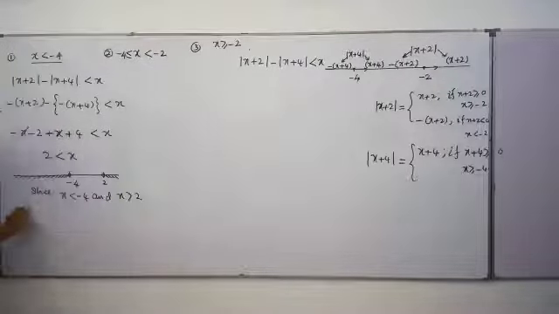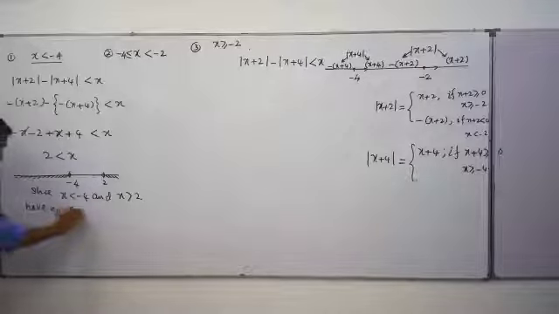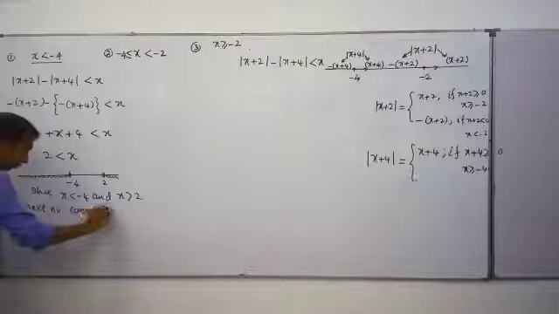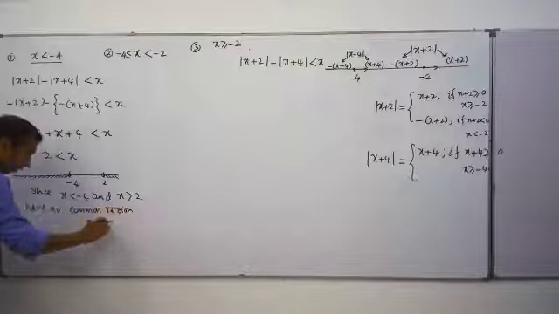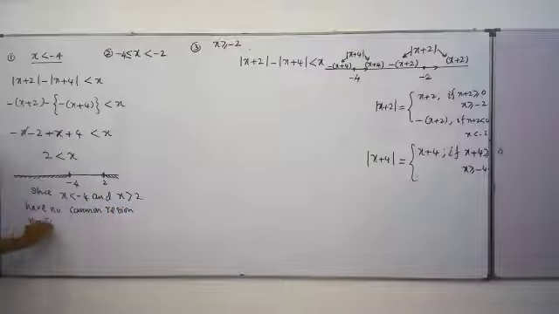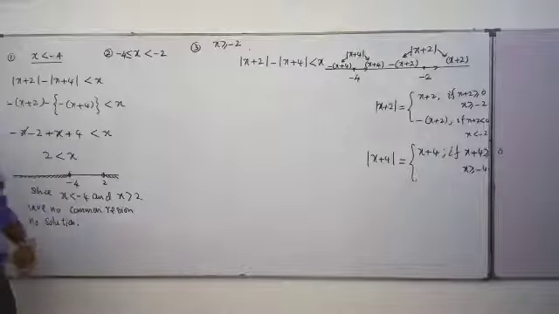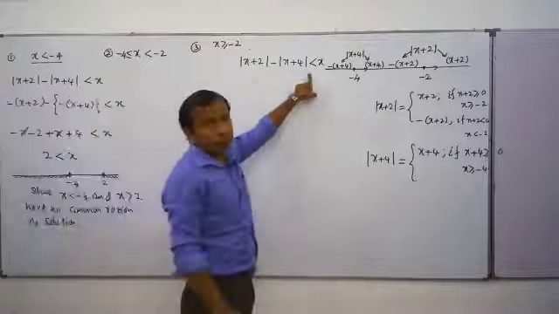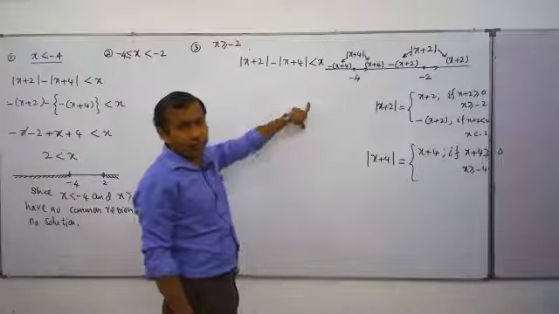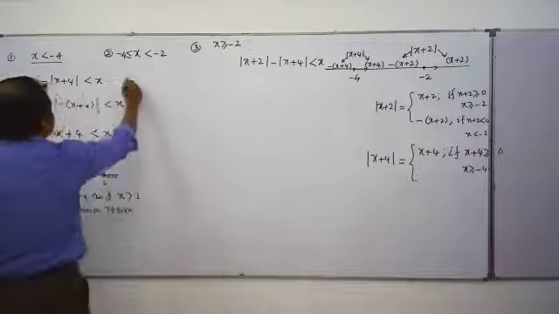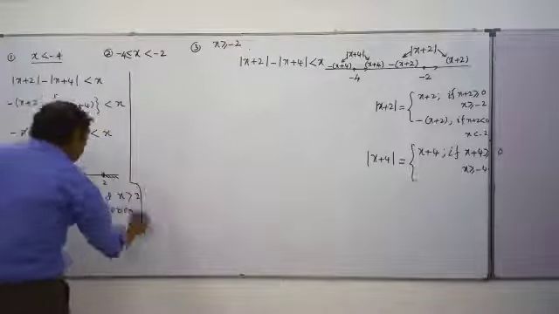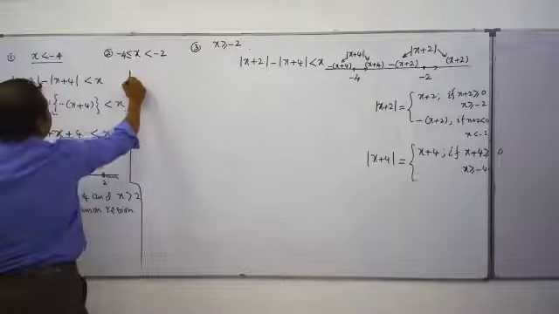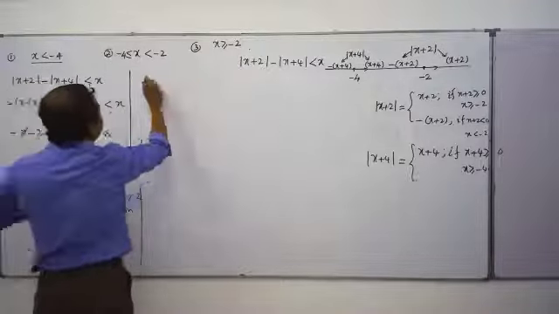x greater than 2 have no common region. No solution. Right. Therefore, in this interval, for this question, no solution. Right. Second interval is this one. In this interval, again, the same question we have to solve.